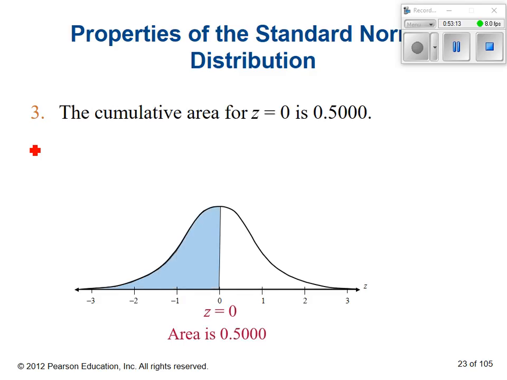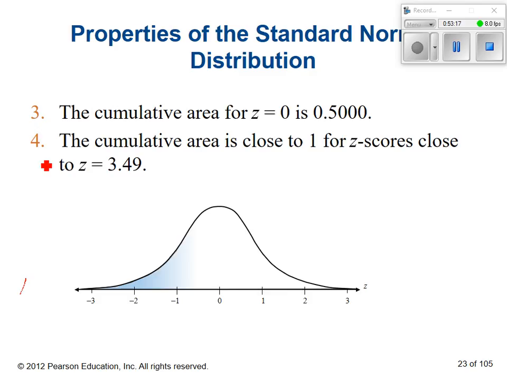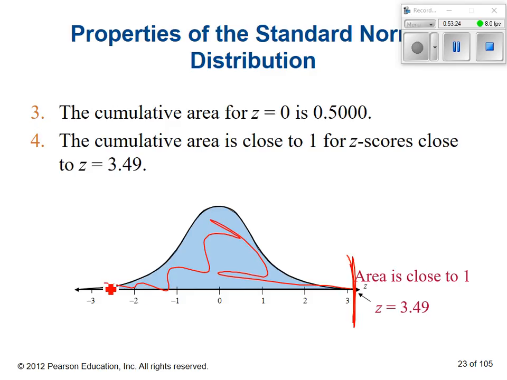The cumulative area of z equals 0 is half of it. We just talked about that. If we're way up here, what do we expect this area to be now? It should be close to 1 whole, 100%. So 3.49 and above, that should be everything. Negative 3.49 and below should be nothing. There shouldn't be anything down that far.